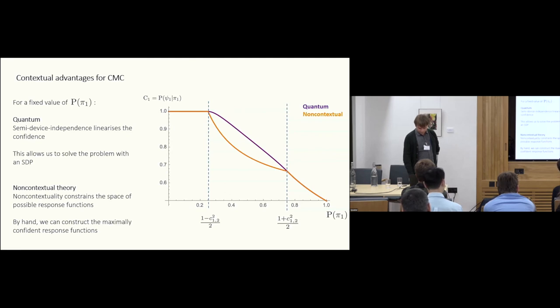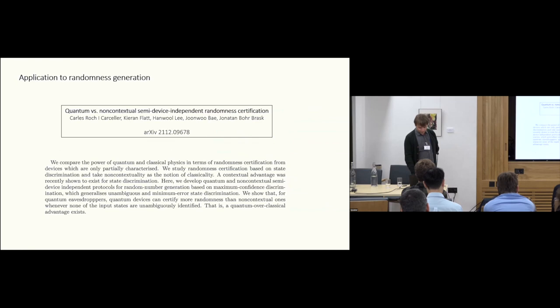So, okay, that's the main result of this piece of the paper. But we also have a follow-up work here, which I don't have the time to talk about, but I want to advertise, which shows that in a really practical scenario of randomness generation, which can be done using state discrimination, we were also able to show that there are some quantum advantages. So this is really something which is practical and can be used in technology, and the same results apply.